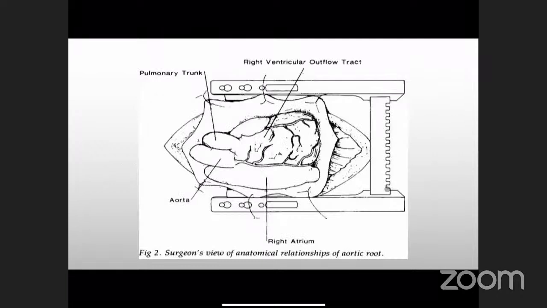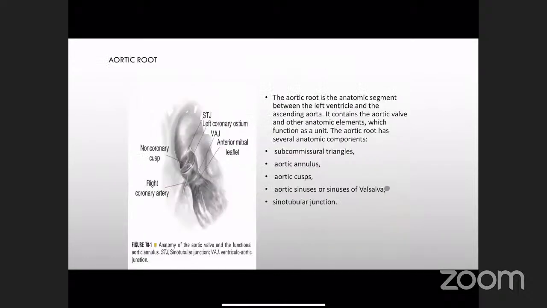As we see here, this is the surgical view. When you open the heart, when you do the sternotomy, we will see directly the right atrium in front of us, and above the pulmonary trunk, and at the left side is the aorta. The aortic root is the anatomic segment between the left ventricle and the ascending aorta, and it contains the aortic valve and the other anatomical elements which function as its support.